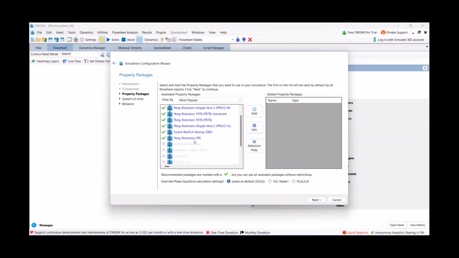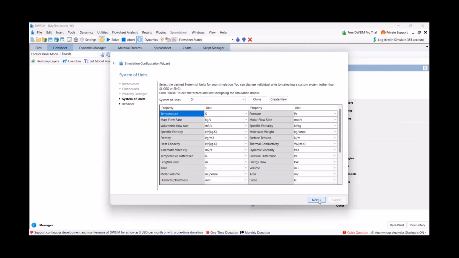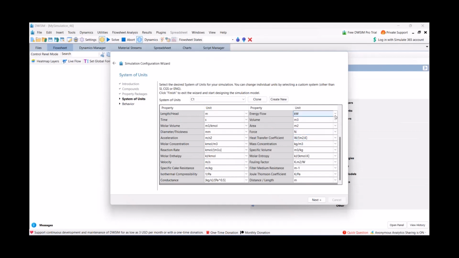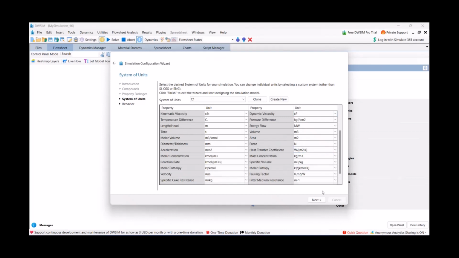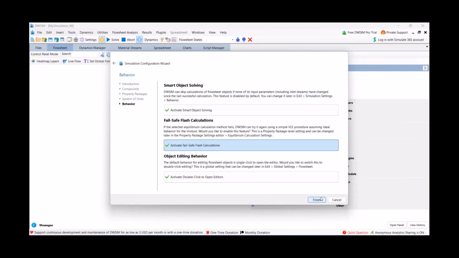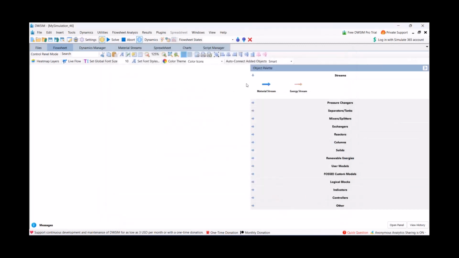For the components, we will use the Peng-Robinson property package. And for units, you can use whatever you need. I will use temperature in degrees centigrade, mass flow rate in kilogram per second, pressure in bar, and we can also take work in megawatt and energy flow in megawatt instead of kilowatt. We will not disturb anything here. And then there's the simulation environment.